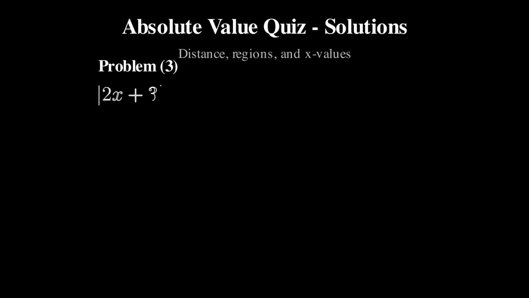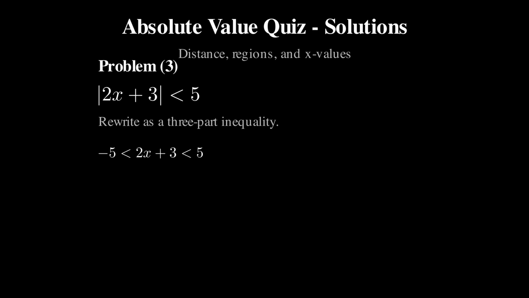Problem 3, the inequality, the absolute value of 2x plus 3 less than 5. This absolute value measures the distance of 2x plus 3 from 0, and again we have a less than condition. We rewrite as negative 5 less than 2x plus 3 less than 5, subtract 3 to get negative 8 less than 2x less than 2, and then divide everything by 2. That gives negative 4 less than x less than 1. So algebraically, the solution is all x strictly between negative 4 and 1.